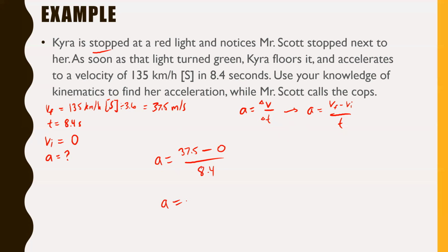Throw that in your calculator because we have all our nice base units. It shouldn't be too big of a deal. That gives me... how many sig digs do I need? Let's see. We need 2 sig digs here. So to 2 sig digs, I've got 4.5, and that's an acceleration. So it's meters per second squared, or in other words, meters per second per second. There it is. That's our acceleration.